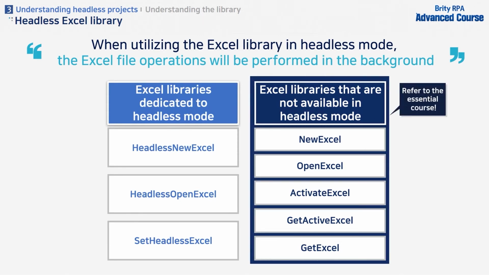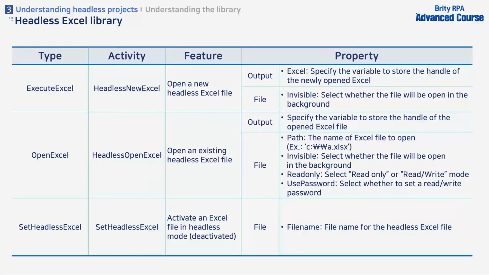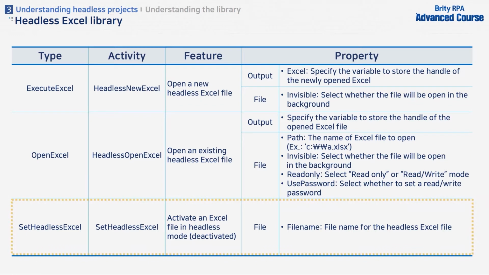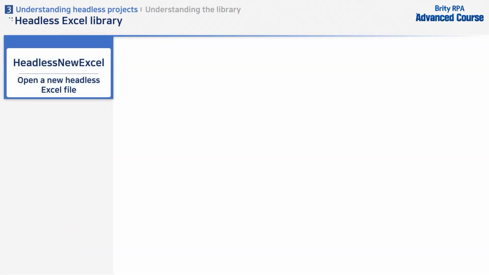Refer to the essential course for detailed information about the Excel libraries that are not available in headless mode. Main activities in the Headless Excel library include the Headless New Excel activity that creates and executes new Excel documents, Headless Open Excel activity that opens existing Headless Excel files, and Set Headless Excel activity that activates deactivated Headless Excel files. So, let's find out how to utilize the Headless Excel library activities.